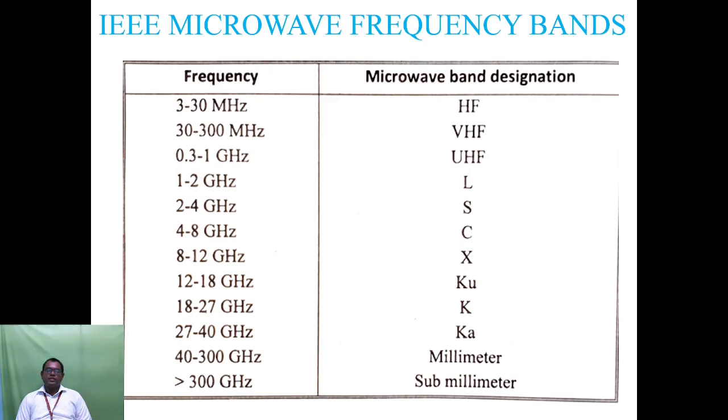4 to 8 gigahertz is C band frequency. 8 to 12 gigahertz is called X band frequencies. 12 to 18 gigahertz is equal to KU band frequencies, and 18 to 27 gigahertz is called K band. 27 to 40 gigahertz is called KA band. 40 to 300 gigahertz is called millimeter, and greater than 300 gigahertz is called a sub-millimeter band.